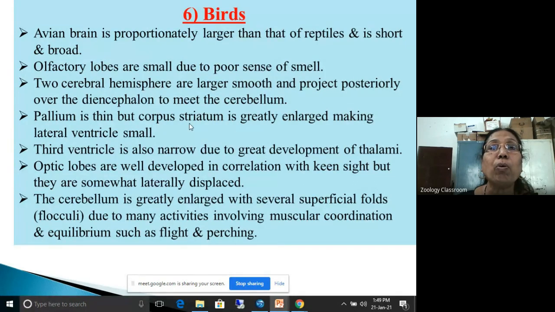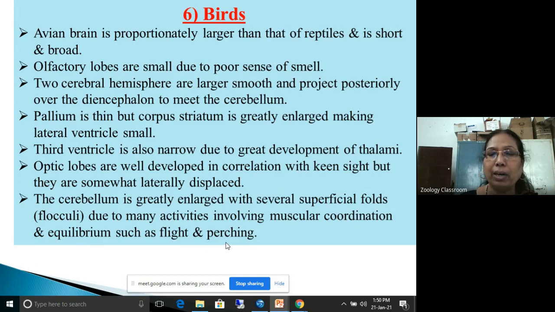But in this animal, the corpora striata is greatly enlarged and very well developed because of their aerial habitat. The third ventricle, or diocoel, is narrow due to the development of the optic thalami. Optic lobes are well developed in correlation with keen sight, but they are somewhat laterally displaced. The cerebellum is also enlarged, with several superficial folds called flocculi, which are related to muscular coordination, because aerial animals must maintain body equilibrium, such as in flight or perching.